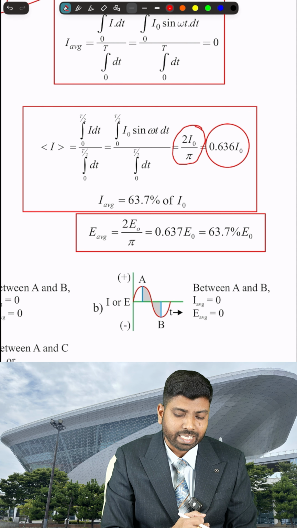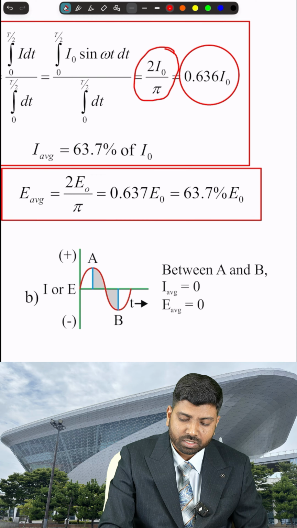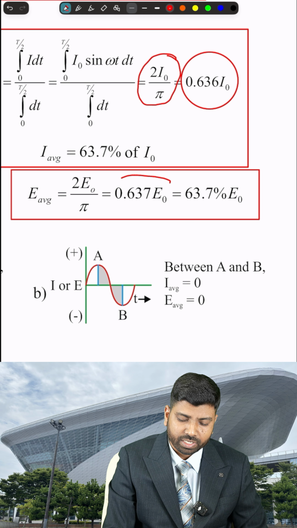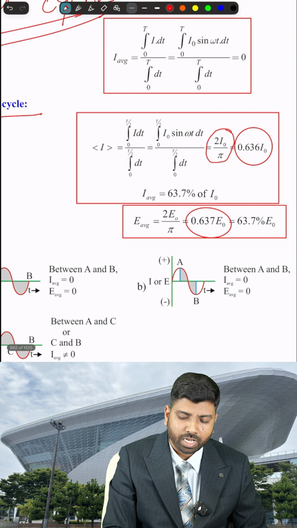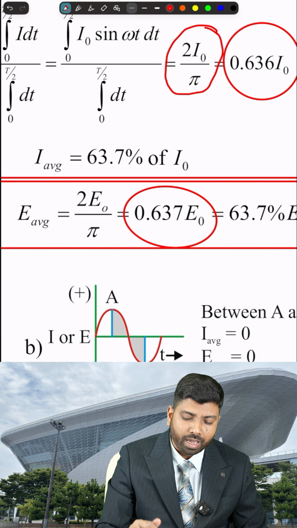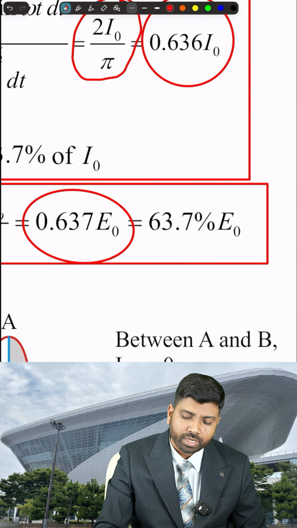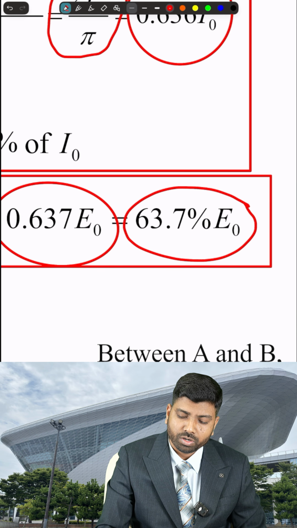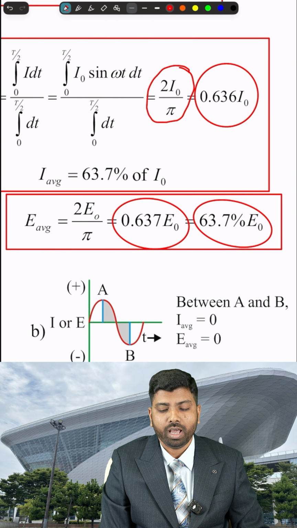In the same way, if you are calculating the average value for voltage, we have to use the same method, right? Sometimes in the examination you may be asked its exact value. For example, what is the average value of voltage in half cycle or full cycle? This calculation is for half cycle. Then either you can write 0.637 E naught, or if you are expressing it in the form of percentage, you can write it that way too. It depends upon the question, and according to that we have to answer, right?